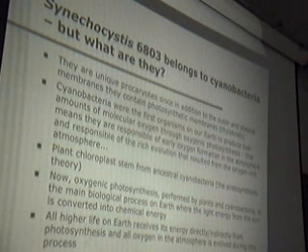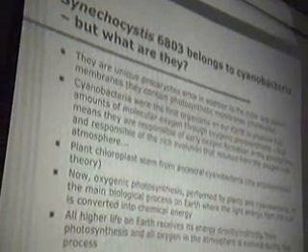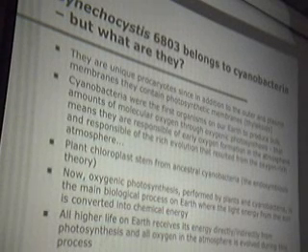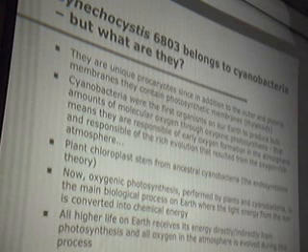Furthermore, plant chloroplasts stem from ancestral cyanobacteria, according to the endosymbiosis theory. So cyanobacterial cells have invaded other cells, and they have been the starting point for plant chloroplasts that are the site of photosynthesis in plants.